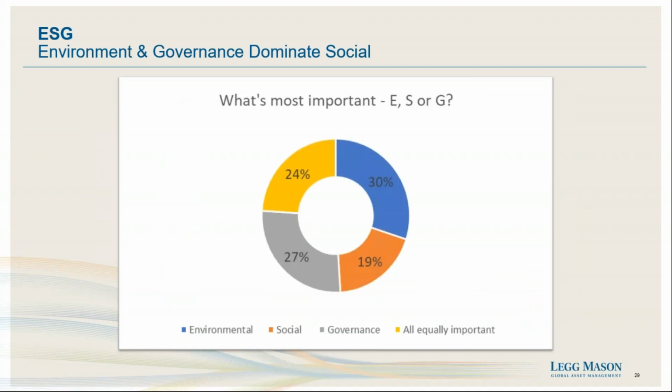This next slide says environment and governance dominate social. When I re-looked at this again last night, it's actually really balanced. What I would say about social is I think people struggle to measure it and to put their arms around it. I think it's easier to understand environmental factors and governance factors.